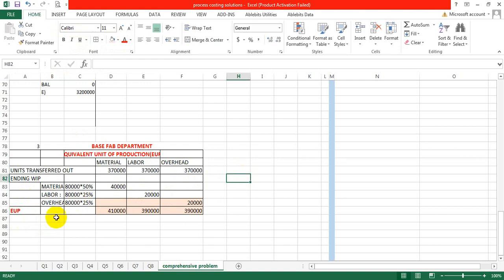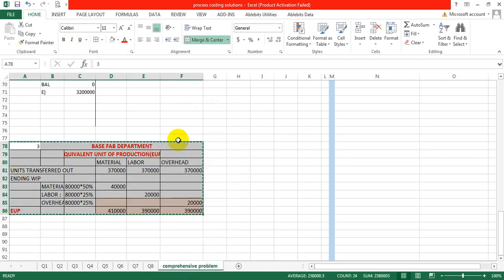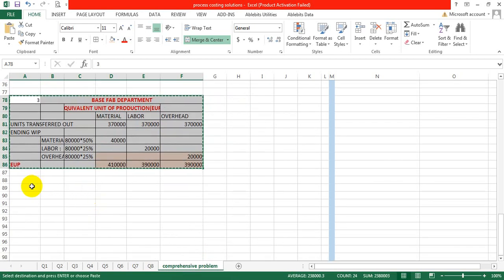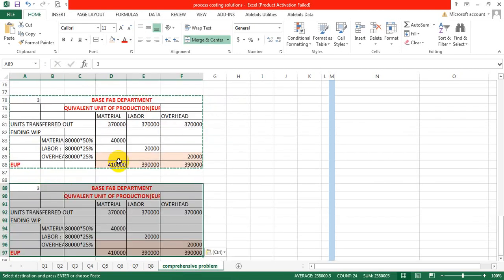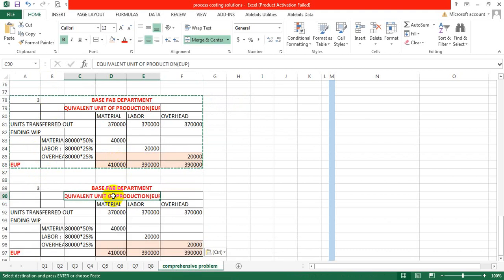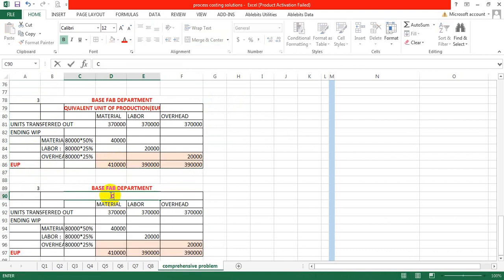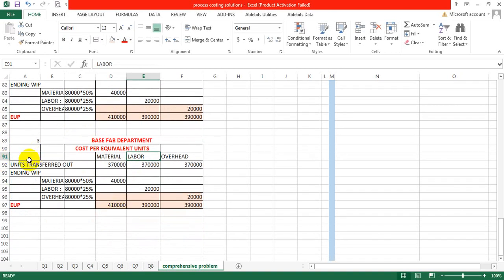Now cost per equivalent unit, very simple. How will we calculate the cost per equivalent unit? We know that, again we will write the same thing, here we will write the cost per equivalent unit, right? We have already done this so many times, so I'm just writing very quickly, right? First we will add the cost beginning and cost added during the period.